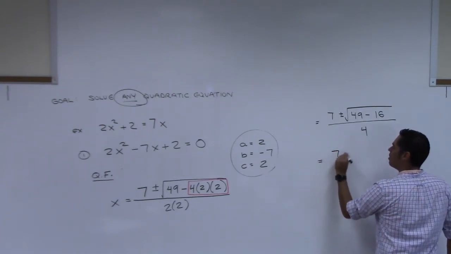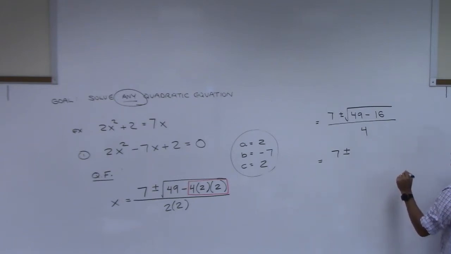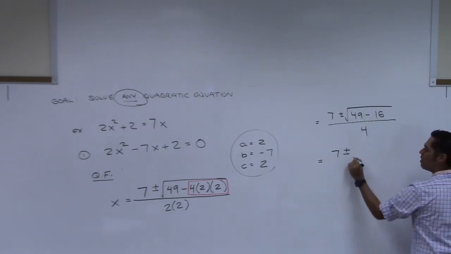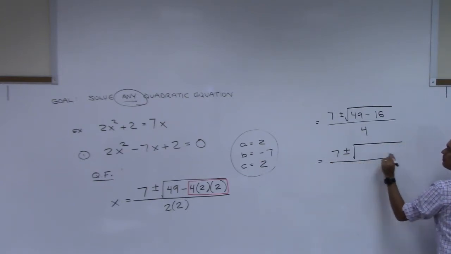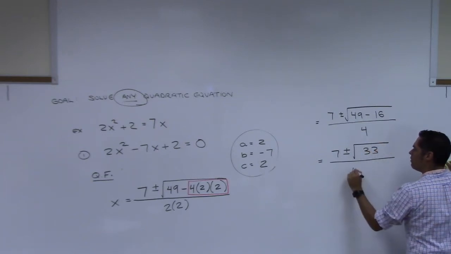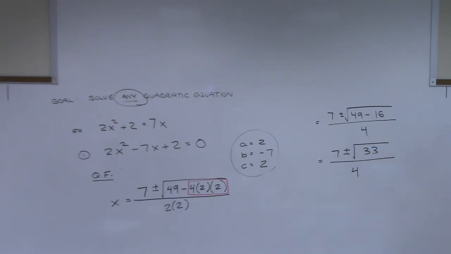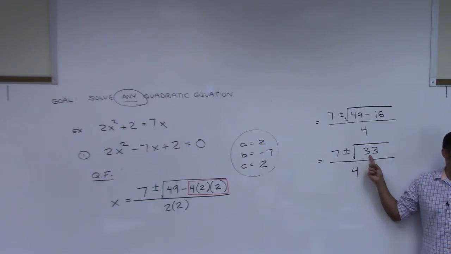So you want to become very proficient with this if you're going to rely on it. Okay, 7 plus or minus, what do you think I'm going to do next? I'm going to do 49 minus 16. And 49 minus 16 is what? 33? I don't need a big old root anymore. 33, and then all divided by 4. Okay, what do you think I'm going to do next? Put it into the calculator. It's time for me to figure out what the square root of 33 is.